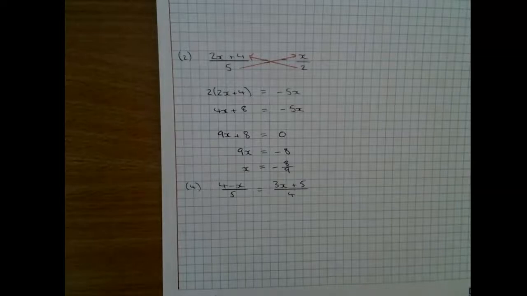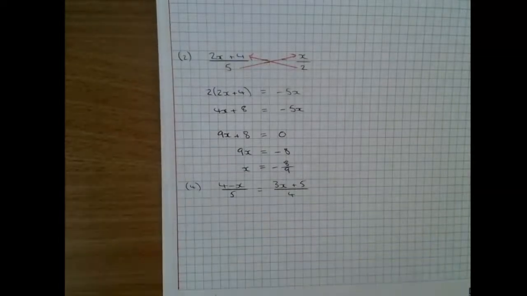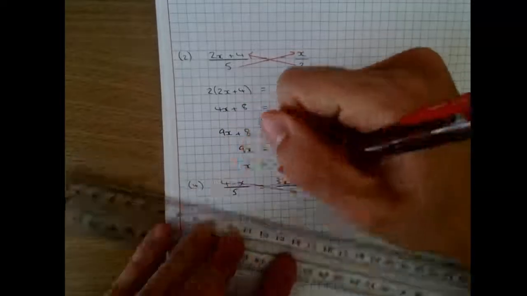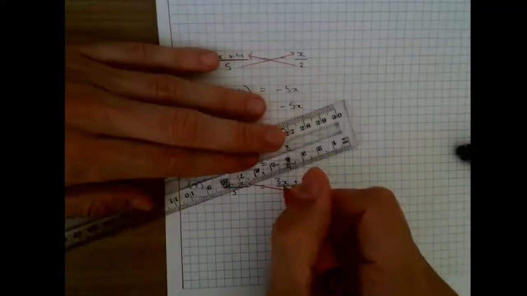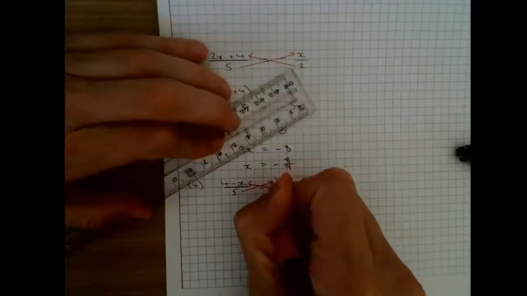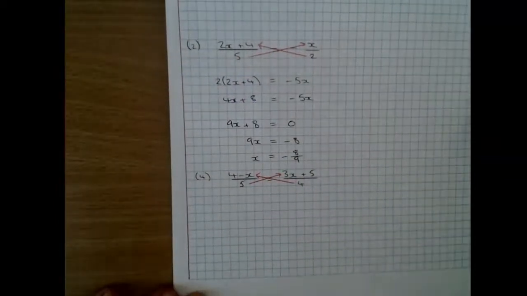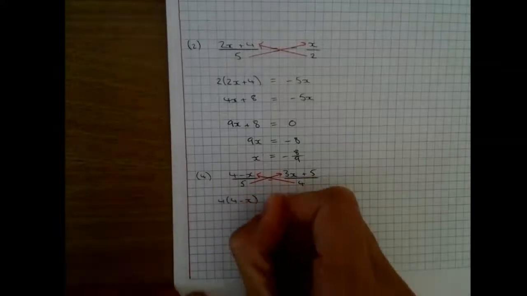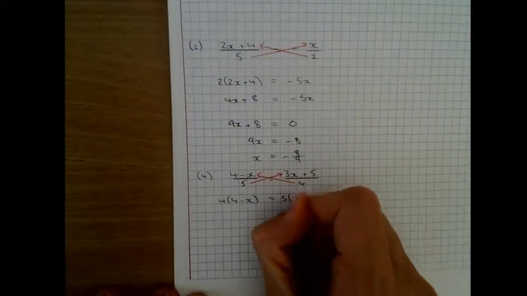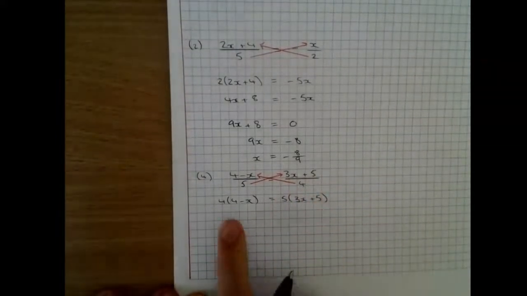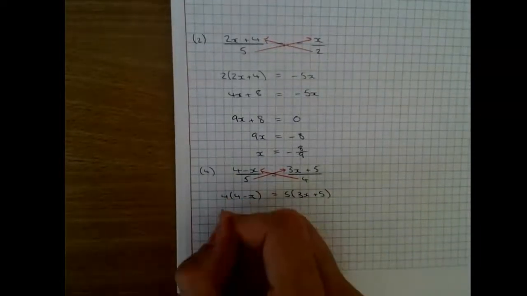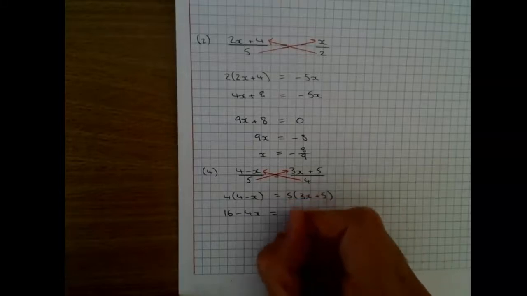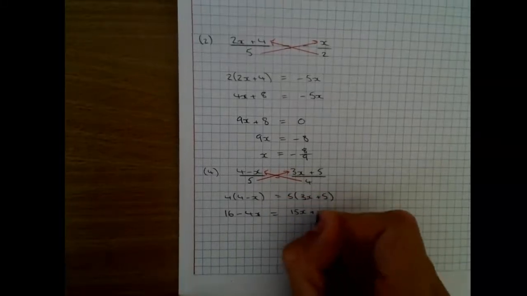Okay, in 4, we get another example where we can use some cross multiplying. So whatever's on the denominator here can be multiplied by the numerator there, and whatever's on the denominator can be multiplied by that numerator. So I would have 4 by 4 minus x is equal to 5 by 3x plus 5. Then I can expand these brackets. So this will be 16 minus 4x, and this will be 15x plus 5 times 5 is 25.